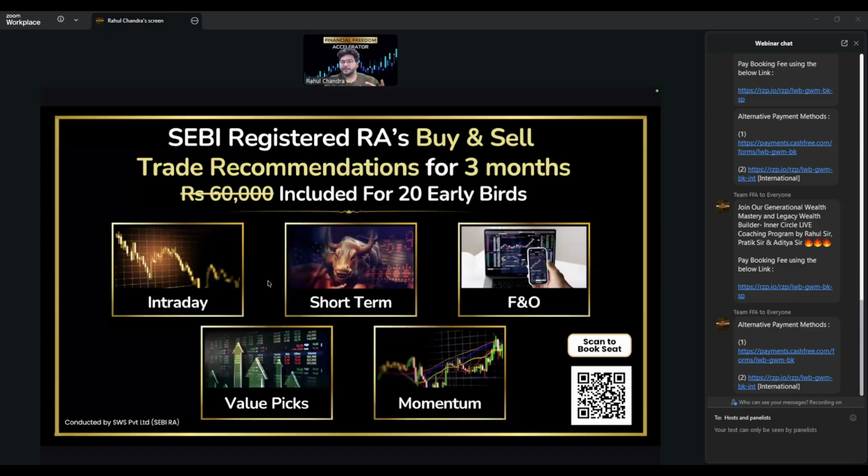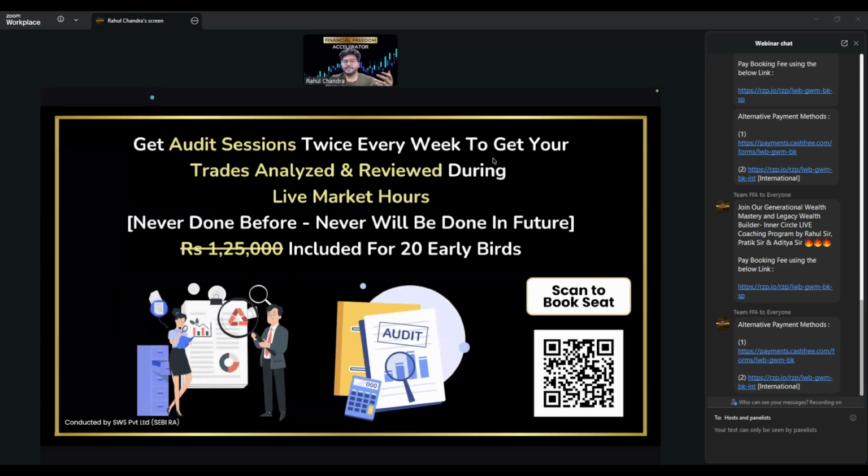And that is exactly what the program is. These are additional features which are going to help you. Apart from that, you get audit sessions twice every week to get your trades analyzed and reviewed during live market hours. And I believe this is one of the most understated USPs of the program.